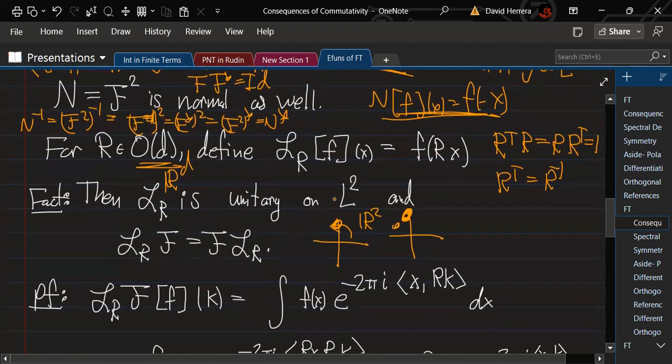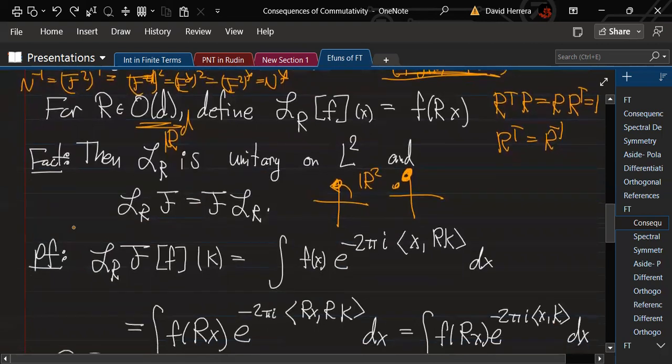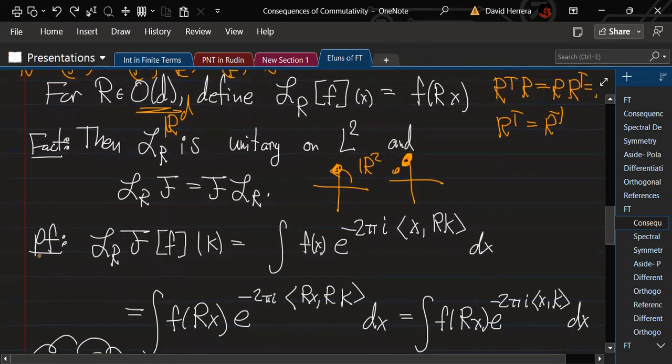L_R is unitary on L2, and not only is it unitary on L2, it also commutes with the Fourier transform. That's why we care about it, that's why I care about it anyway for this talk. So, proof. Well, let's do the Fourier transform. We'll rotate the function, and then we'll find out what it is at k.